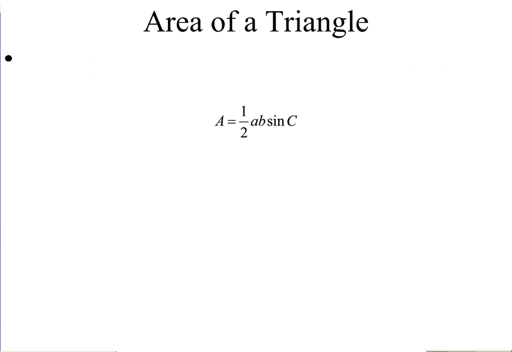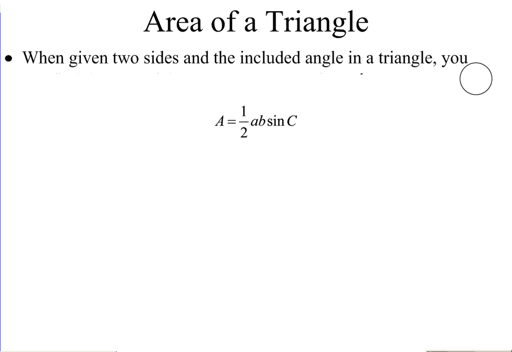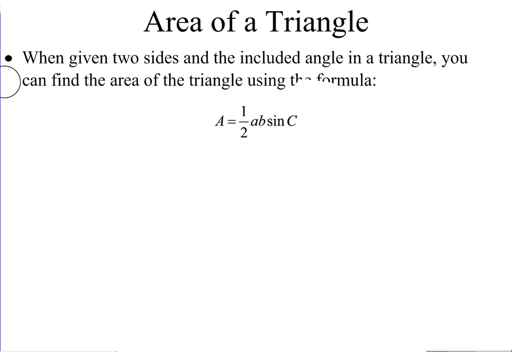Last thing in section 6.1b here is a special formula we have for finding the area of triangles. Anytime that you are given two sides and an included angle in a triangle, you can use this formula to find the area: 1/2 AB times the sine of C. Only when you are given two sides and the included angle. So what does that mean?